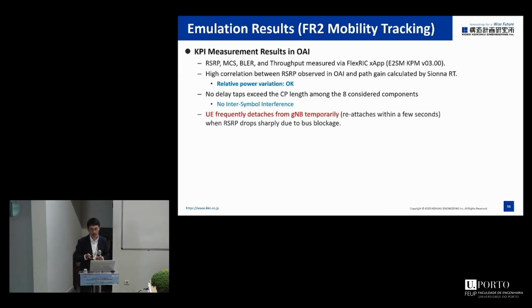These are the main findings from the FR2 emulation. The relative power variation looks reasonable, and inter-symbol interference is not a major issue in this scenario. Still, blockage remains a serious challenge.